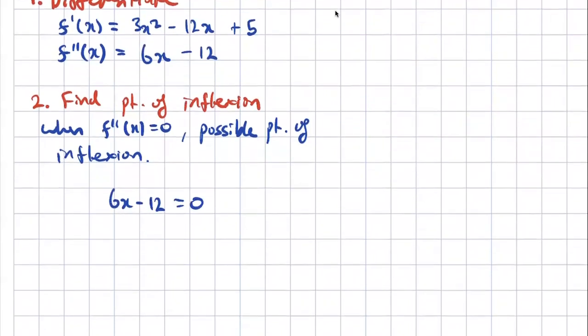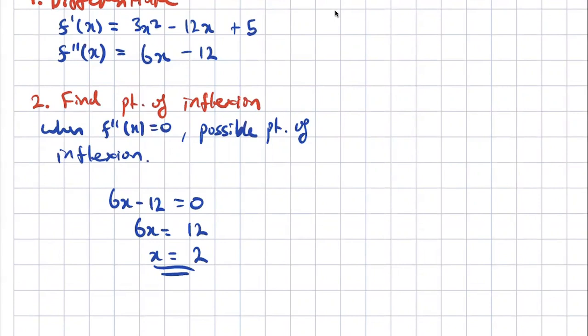Now we're just going to solve that. So we're going to add 12 to the other side, and then divide by 6, and we end up with x equals 2. Now, we're not quite there yet, because we actually don't know, and I really want you to heed my words on this. We don't know whether at x equals 2 we have concavity changing yet. We actually have to test that.